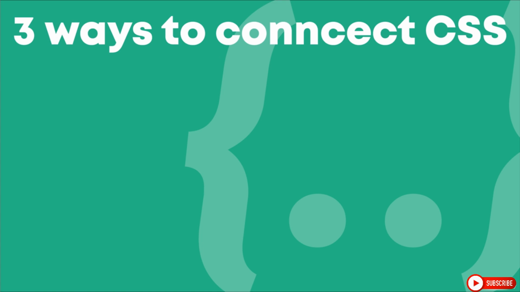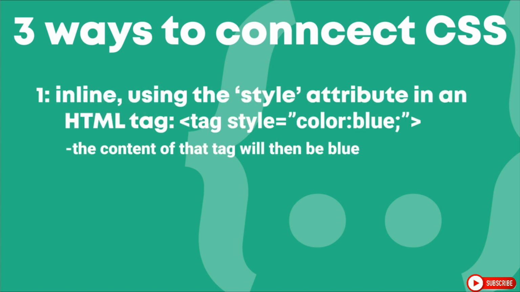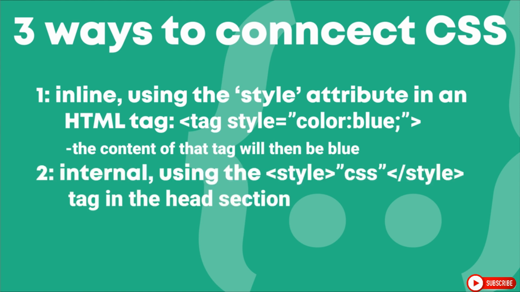You can write CSS code inline, which means that within a tag, you can use the style attribute and write your CSS code right there in the tag that will then apply to the content of that tag. You can also write CSS code internal, meaning that you place all the CSS code in the head tag of the HTML file. To do this, you use the style tag and place the CSS in between it.